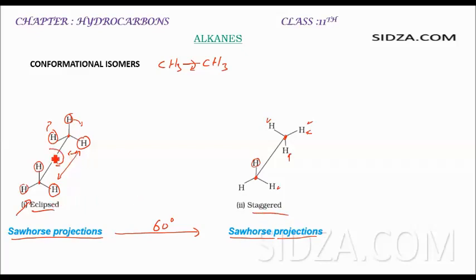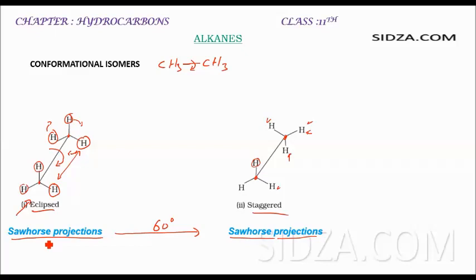In the eclipsed conformation there is eclipsing between the groups; they are actually in line. Here in this one they are not in line. The distance is slightly more between the two methyl groups, and that's why the eclipsed state is relatively less stable than the staggered. So staggered is the more stable conformation than the eclipsed one.